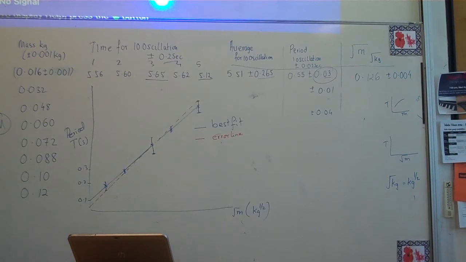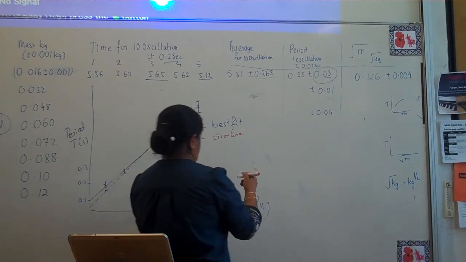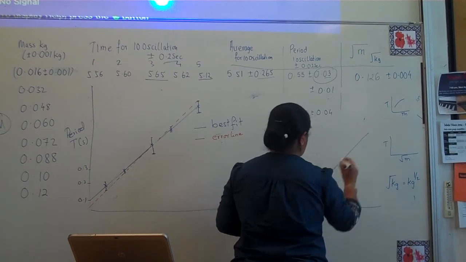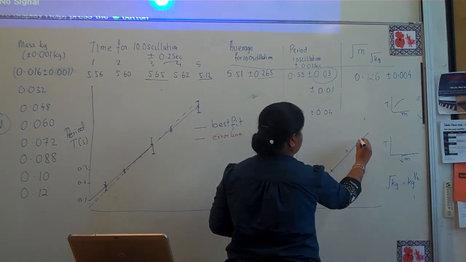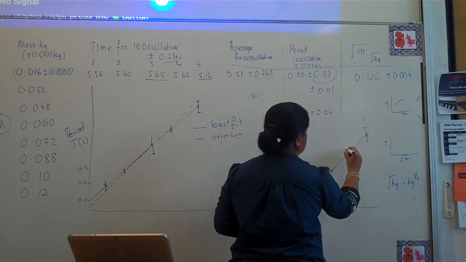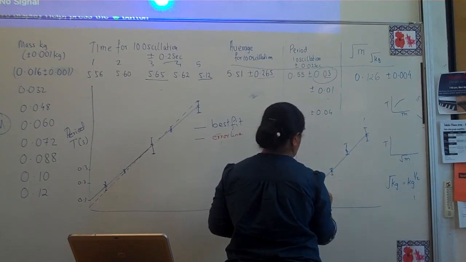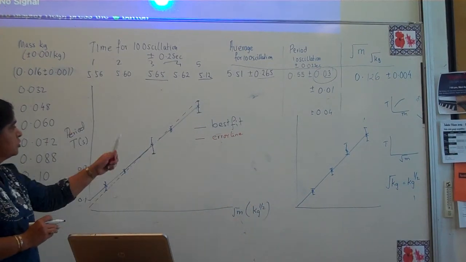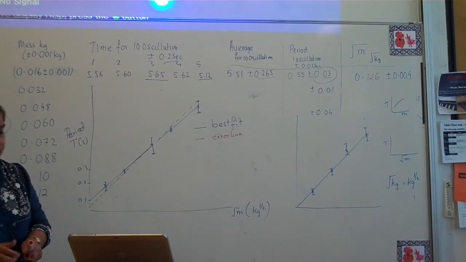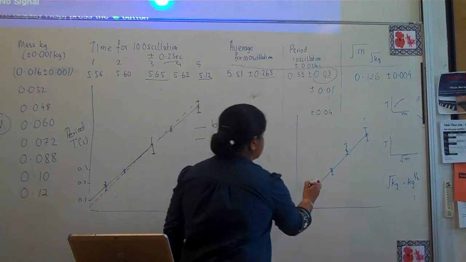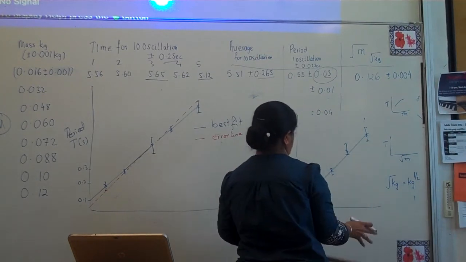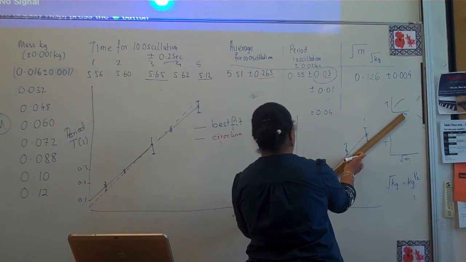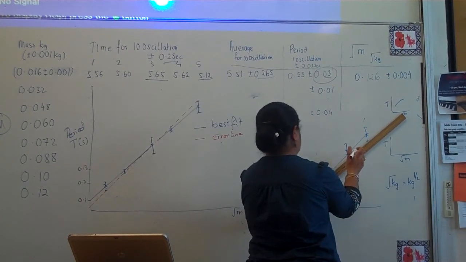The other way of drawing the error line is, suppose these are your points, bars, instead of going from the bottom to the top, you can also come from top to bottom. So from this point to this point and join them, again with the broken line, dotted line.